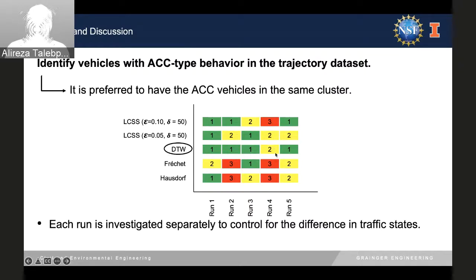As I said, each run was investigated separately because the traffic behavior between run 5 and run 1, roughly 1.5 hours apart, changed significantly. Run 1 was not as congested, and run 5 was fairly congested. And we only look at the congested location. I'll talk about that in a minute.